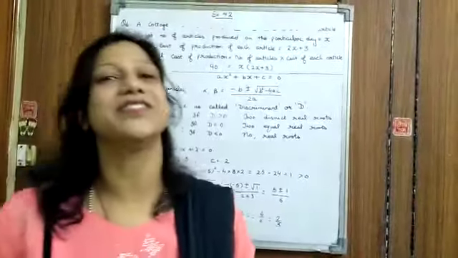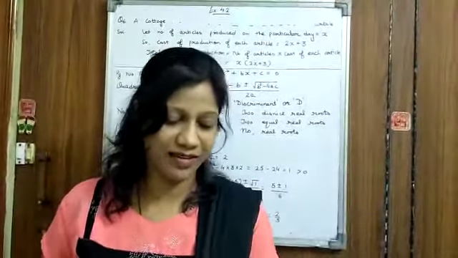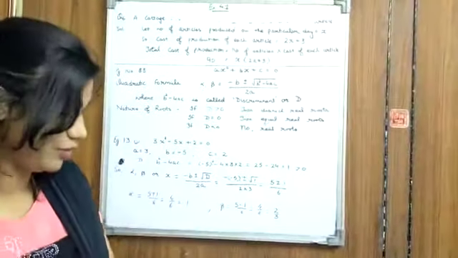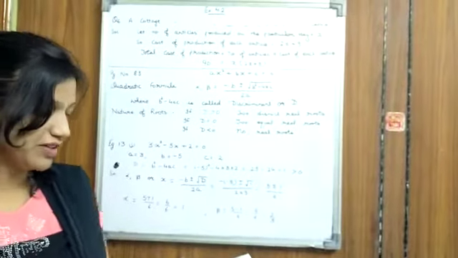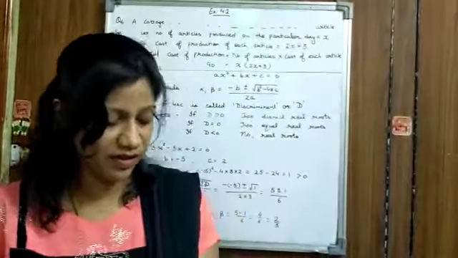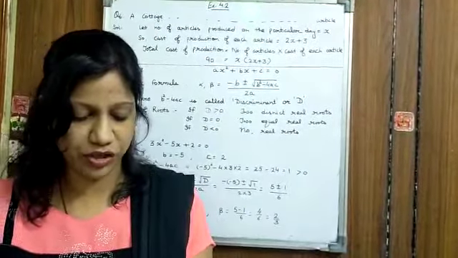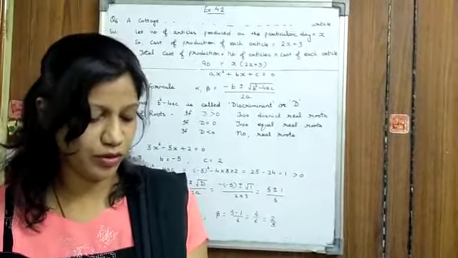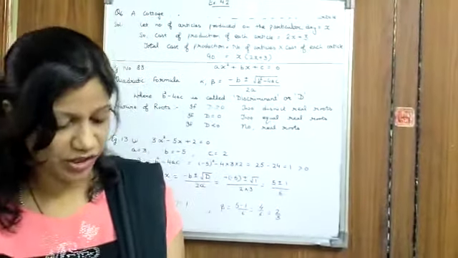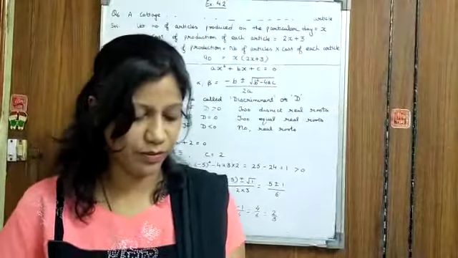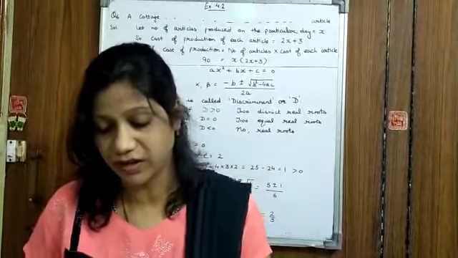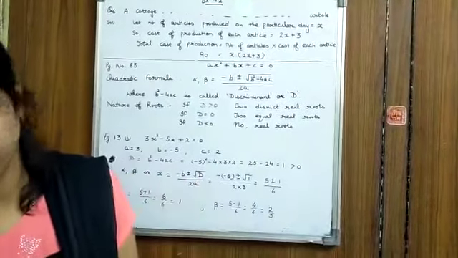Before we start the class, today you need to open your book, exercise 4.2, question number 6, which we left yesterday. Let's start discussing that question 6. A cottage industry produces a certain number of pottery articles in a day. It was observed on a particular day that the cost of production of each article was 3 more than twice the number of articles produced on that day. If the total cost of production on the day was rupees 90, find the number of articles produced and the cost of each article. We need to find here the number of articles and the cost of each article.